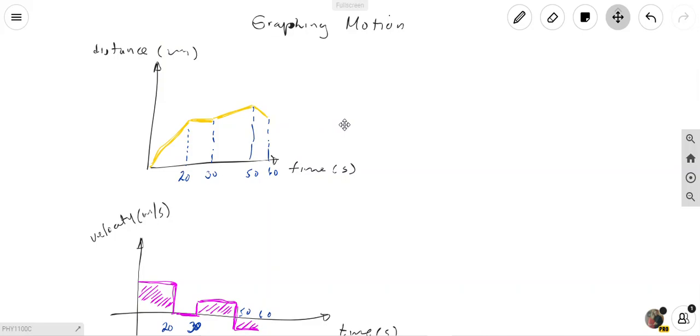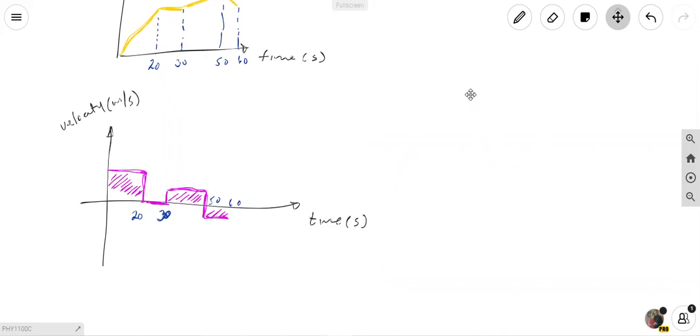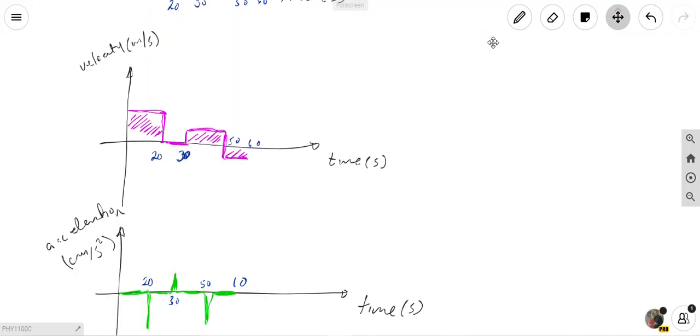Now, let us analyze the graph of velocity versus time that we obtain based on this graph of distance versus time. So there is a connection, right? There is a relation between these two graphs, right? So this graph of velocity versus time is obtained based on this graph of distance versus time. In the graph of velocity versus time, we find that from 0 to 20 seconds there is a constant velocity, because in this case the line is horizontal. So the slope of the line here is zero.